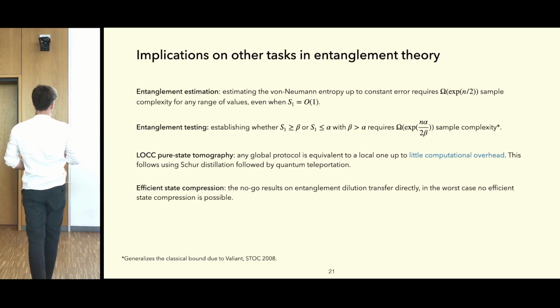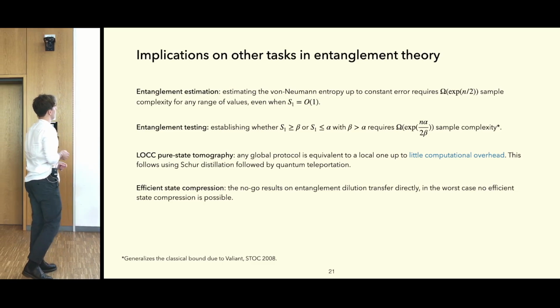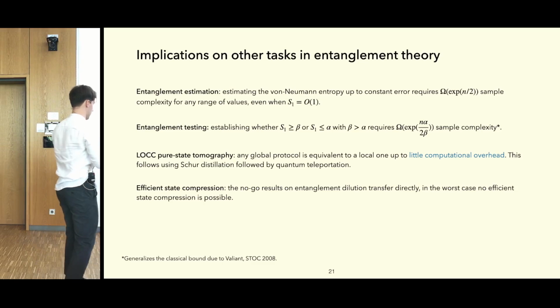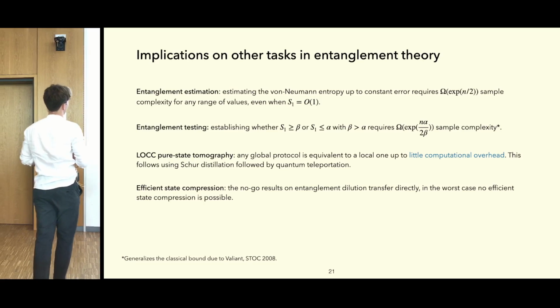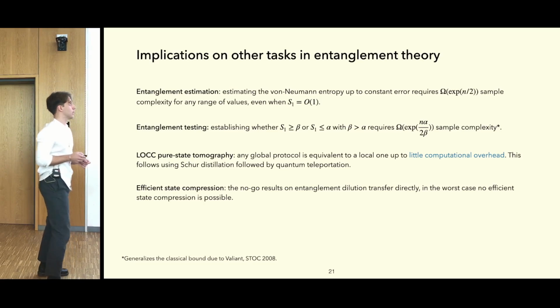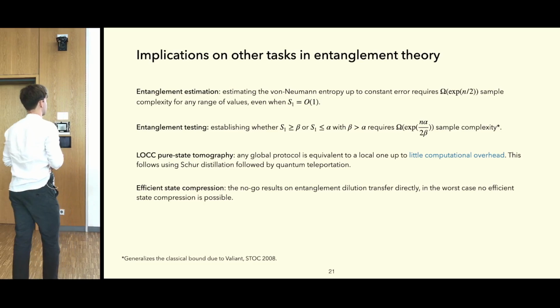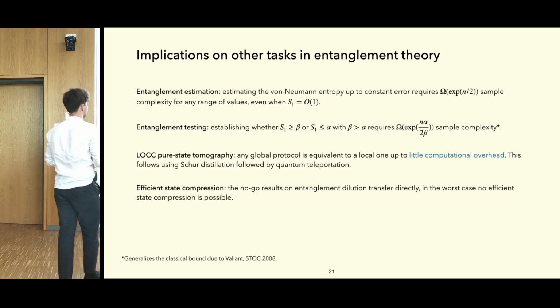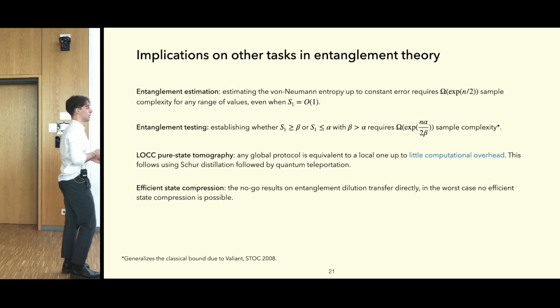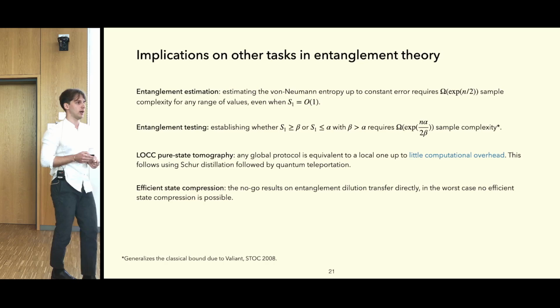And now let me go through some other applications of our results. In particular, for the task of entanglement estimation, let's say that we want to estimate the von Neumann entropy of some mixed states. We proved, as a corollary of our results, that estimating this quantity essentially requires exponential sample complexity, even when the von Neumann entropy is a constant.